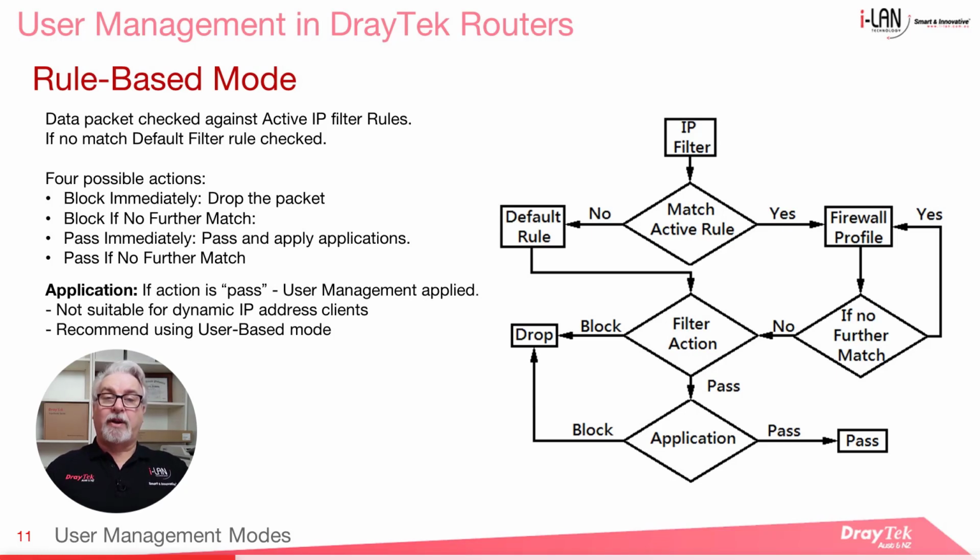In rule-based mode, it is the IP range that determines which firewall rule will be applied and if authentication is required. So LAN clients can be placed into several groups based on their IP addresses and set different rules for each IP range. However, this method only works if users have static IP addresses. Where dynamic IP addresses are assigned, user-based mode is the solution.